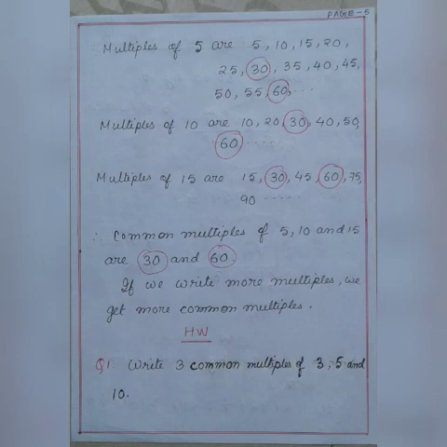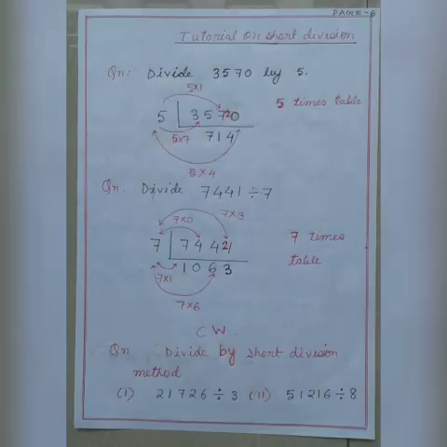The homework for you is write 3 common multiples of 3, 5 and 10. Next topic is prime factorization. To find the prime factors of a number, you have to know short division. So I hope many of you know what is short division. But if anyone is having doubt about short division, let us have a short discussion here.